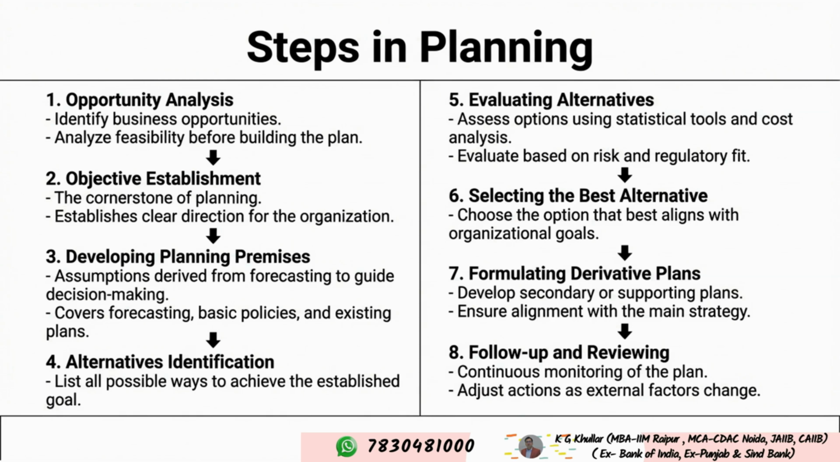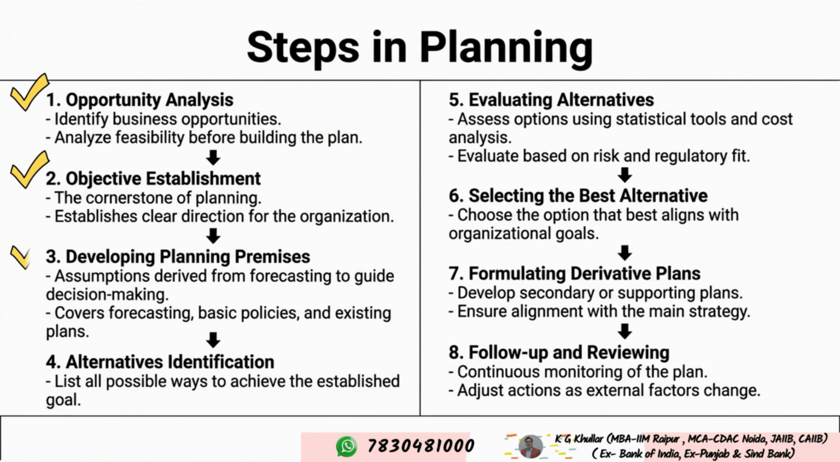The chapter outlines 8 clear steps in the planning process. Let me walk you through each one of them step by step. Step 1 is opportunity analysis. This means identifying business opportunities and analyzing their feasibility before building a plan around them. Then step 2 is objective establishment. Friends, objectives are the cornerstone of planning. As you all know, without clear objectives, there is no direction.